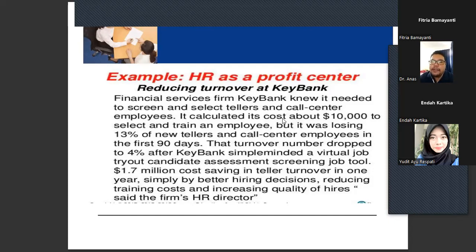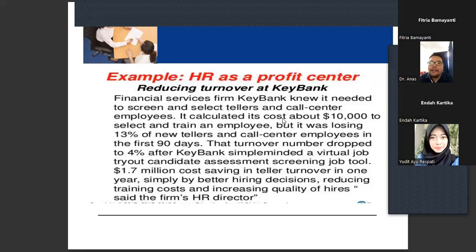This matters if the business is not doing well. For example, the financial service firm KeyBank knew it needed to screen and select tellers and call center employees. It calculated a cost of about 10,000 to select and train an employee, but it was losing 30% of new tellers and call center employees in the first 90 days. So how can that turnover number drop to 4%?